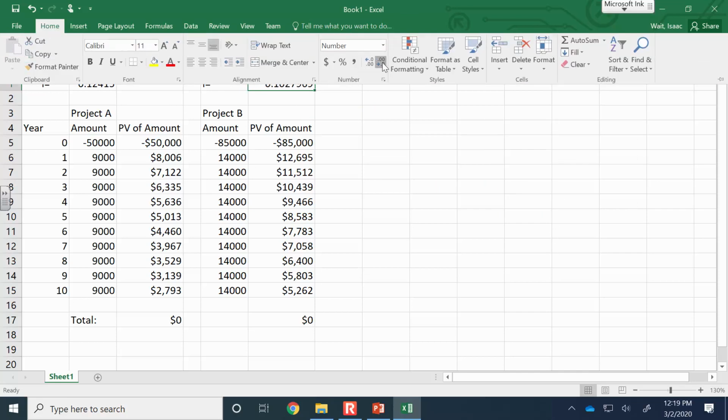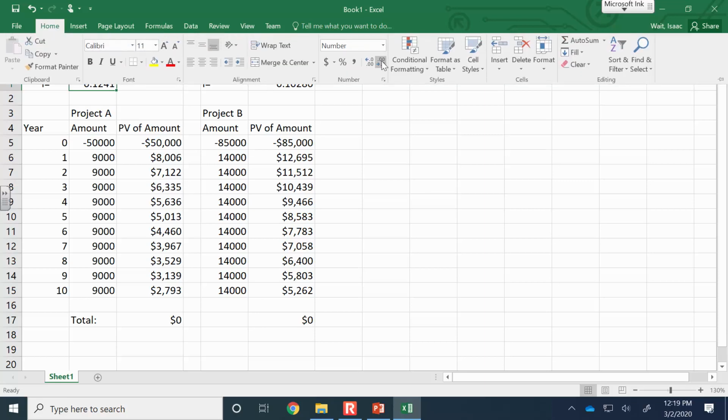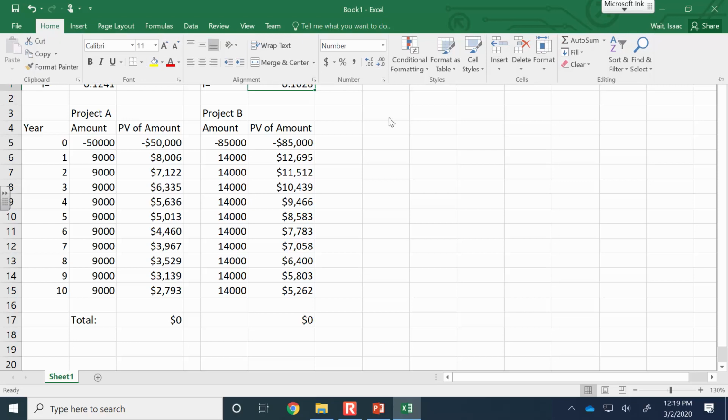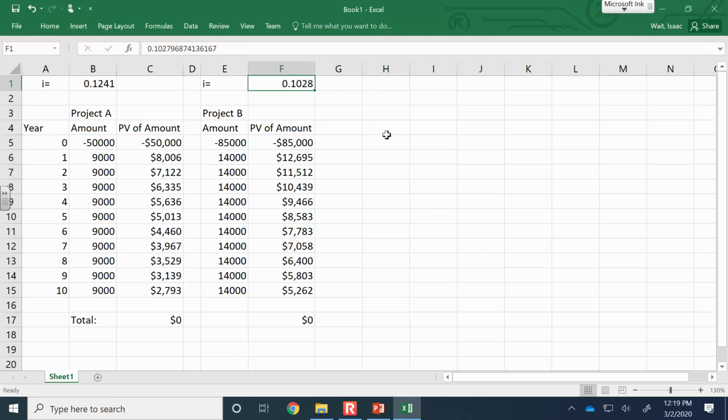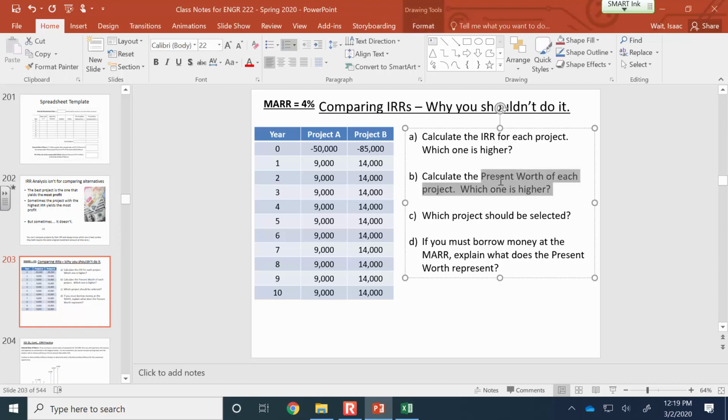So of these two options, it looks like project A has the higher internal rate of return. But the question is, of the two options, which is actually the better project? Which one is going to make more money for the company? Project A or project B? So what we have to do is calculate the present worth. I've given you the factor there on the page. It says P/A factor is 8.1109. So find the present worth of each project.